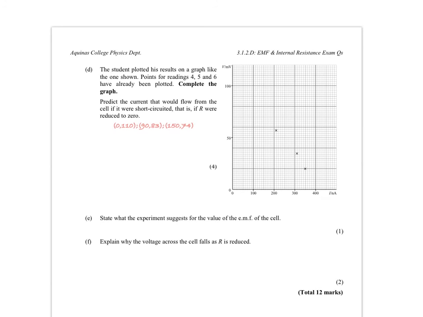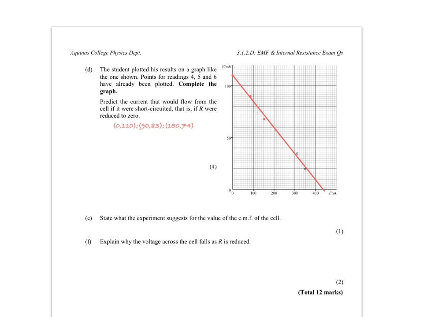The points occur at 0, 110, 90, 83, 150, 74, where the first digit in each of those is the current in nanoamps and the second digit is millivolts. And if we plot those points, they occur something like that. And we can also plot a line of best fit then that goes through our graph something like that.